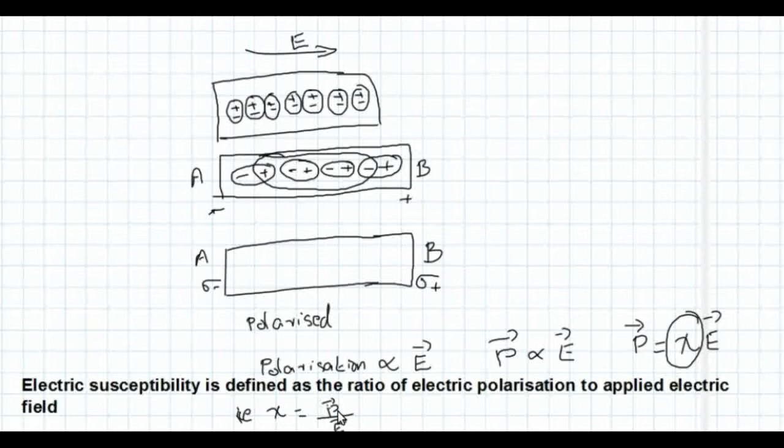So, different electric fields will produce different polarization. If the strength of the electric field is less, then polarization will be less. If the strength of the electric field is more, then polarization will be more. And different dielectrics will have different electric susceptibility.